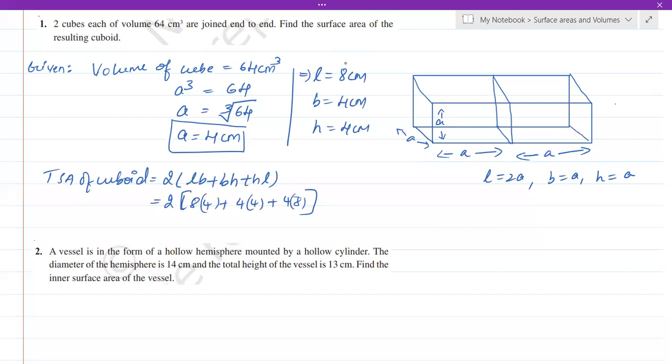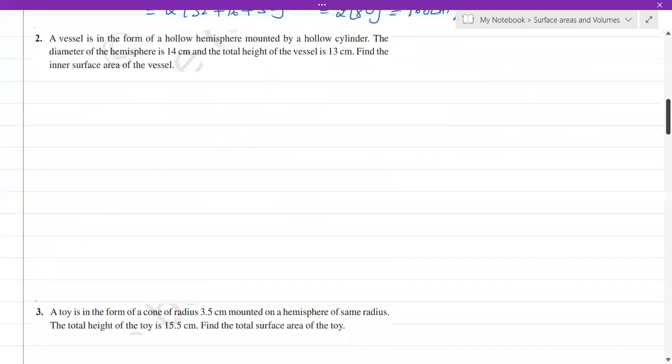We have just substituted the values. So 2 times, 8 fours are 32, 4 fours are 16, again 4 eights are 32. So we get here 2 times (32 + 32 = 64, 64 + 16 = 80). So 2 into 80 is 160 cm². So that's the resulting surface area of the cuboid. Okay. So let's get into the next question.